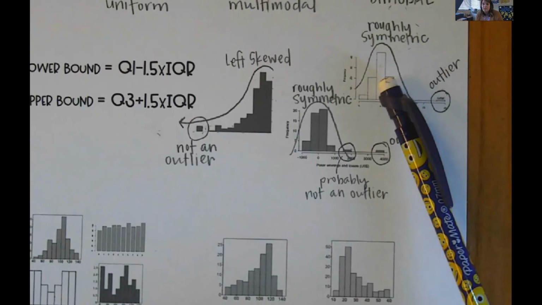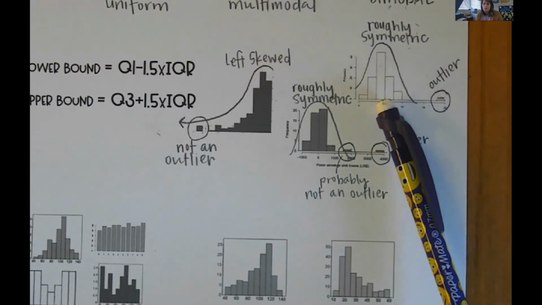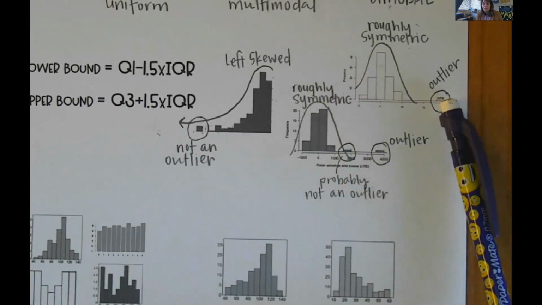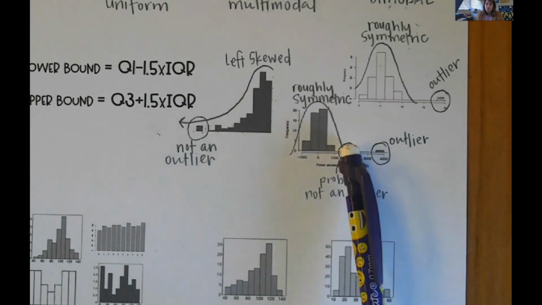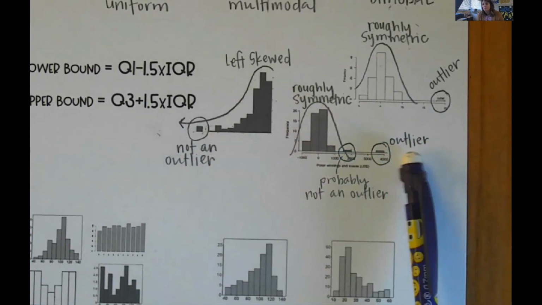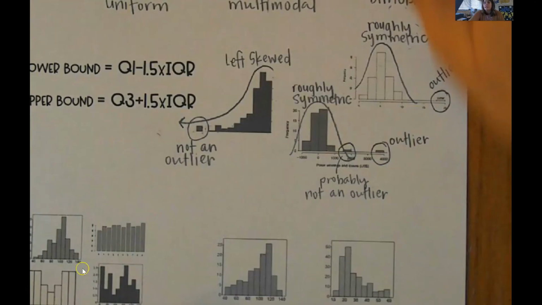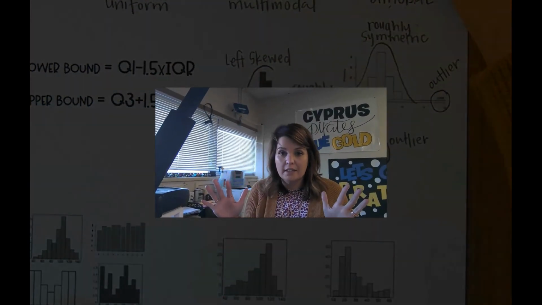This one, definitely an outlier. There is a significant gap between where the highest data value is and the unusual point. And then this one is a mix of both. I think this first one is probably not an outlier, but this one toward the right-hand side probably is an outlier. Now, like I just said, for these, we are just looking at the distribution.